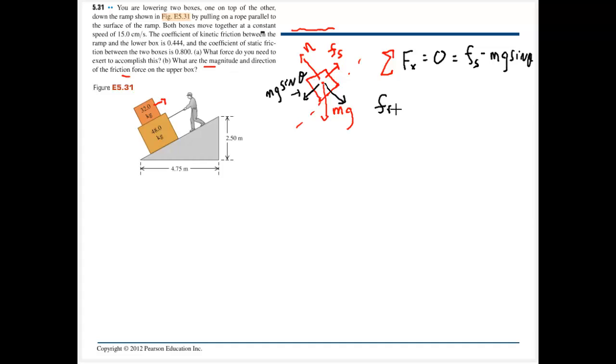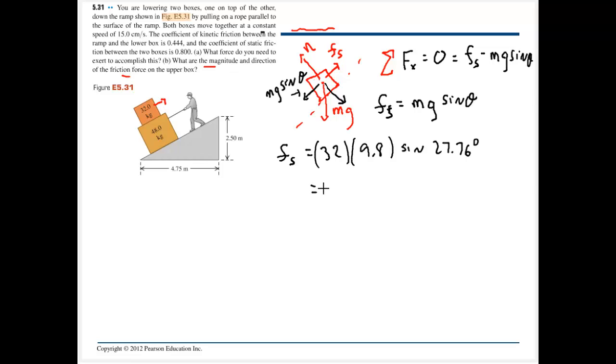So my frictional force on the upper box is simply going to be the mass of the upper box multiplied by the gravity of the system, and then sine of the angle in between them. So 32, 9.8, and then sine of 27.76 degrees. I go ahead and I calculate 146 newtons, and that's going to be up the ramp.